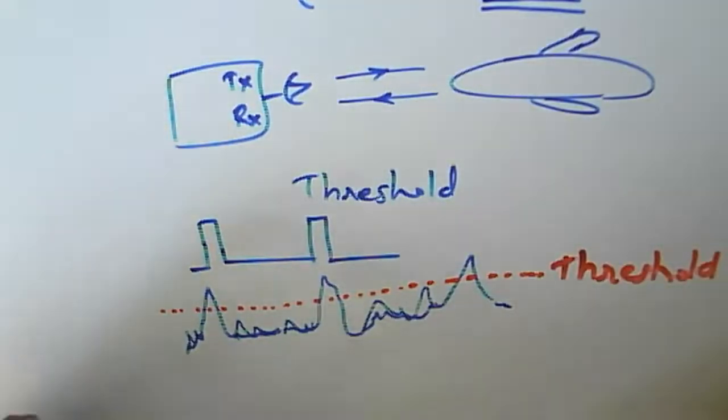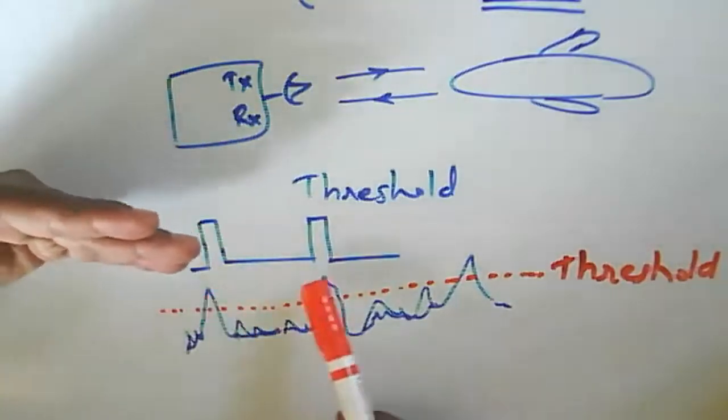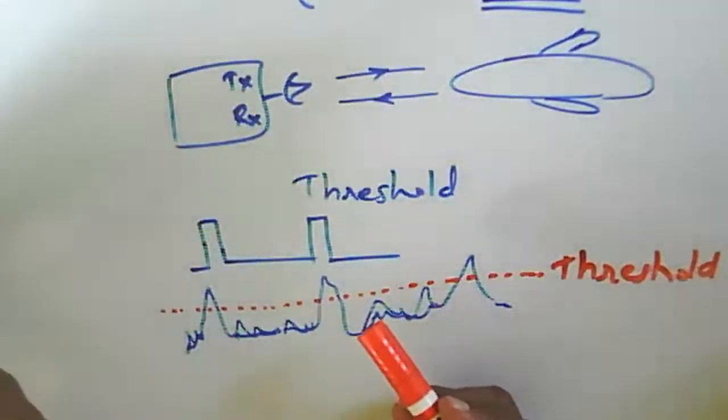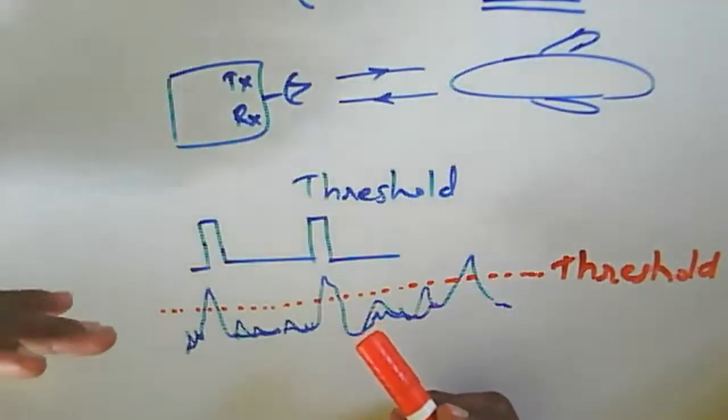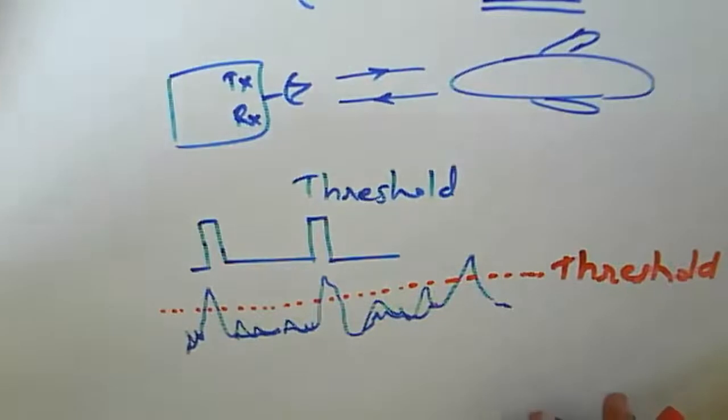Okay, so now this one is about a threshold. Above this threshold, if there is a signal, then this signal is detected. If the received level of the signal is below the threshold level, then that signal will not be detected there.